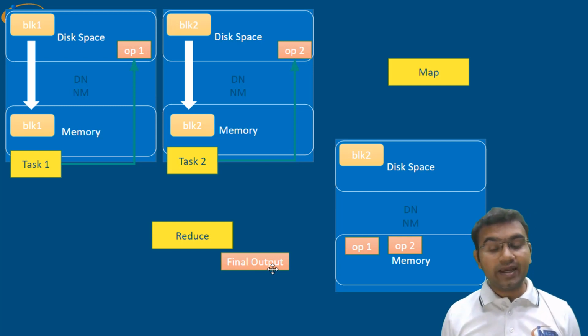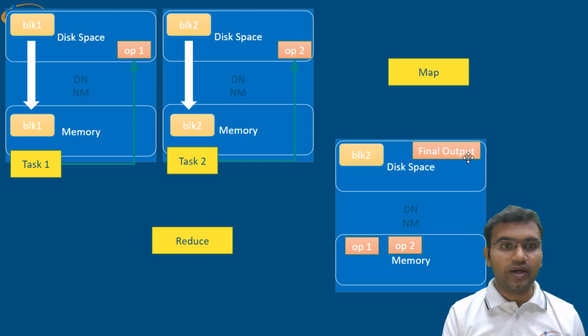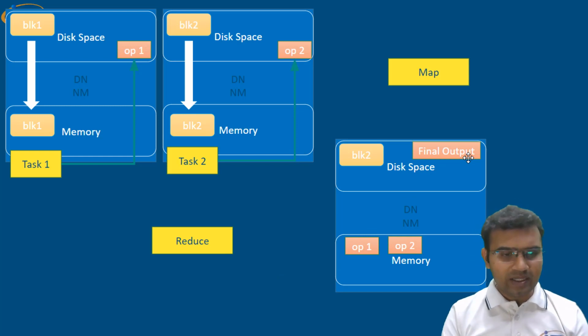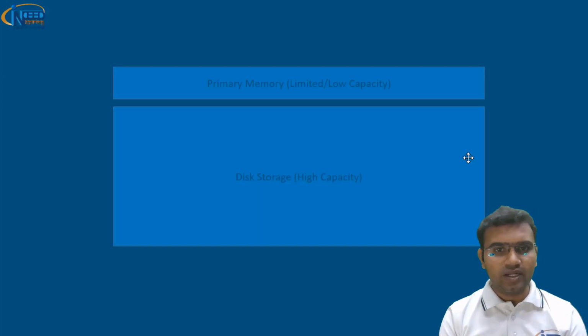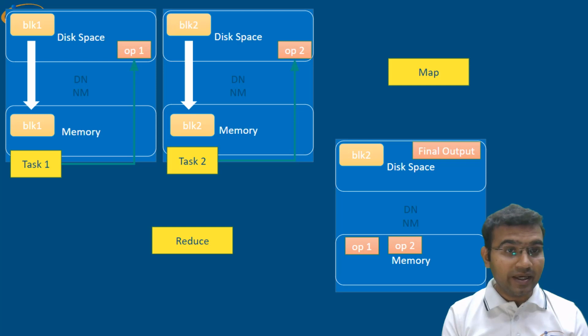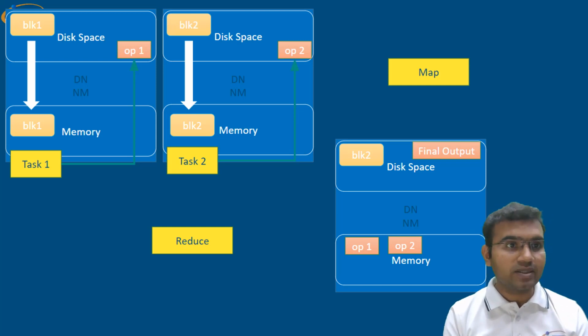And this final output is again going to be stored into the memory only. So finally that final output is also going to get stored into memory. Are you getting what is happening here? If you see what exactly is happening in this whole scenario, the data is coming from the disk to memory and memory to disk. This is what is continuously happening.